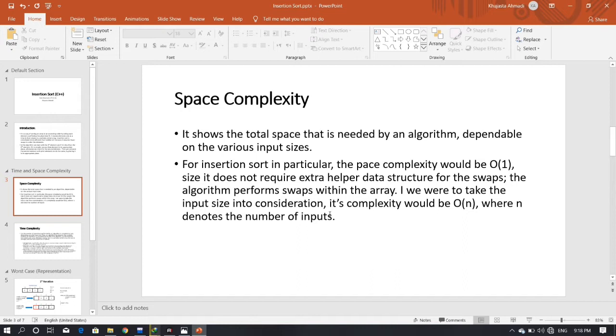So for insertion sort in particular, the space complexity would be big O of 1. Why? Because the algorithm does not need any external or extra helper data structures to order it. Rather, it takes the same variables and performs the sorting within the same array. We don't take elements from one array and order them in another array. So if we were to take the input size into consideration, its complexity would be big O of n, where n denotes the number of inputs, as I mentioned before.